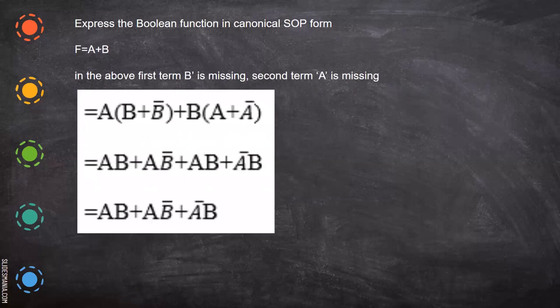Only one occurrence of the particular combination. See to that, you have only one combination. Then again, we take another example: expressing this in a canonical SOP form.